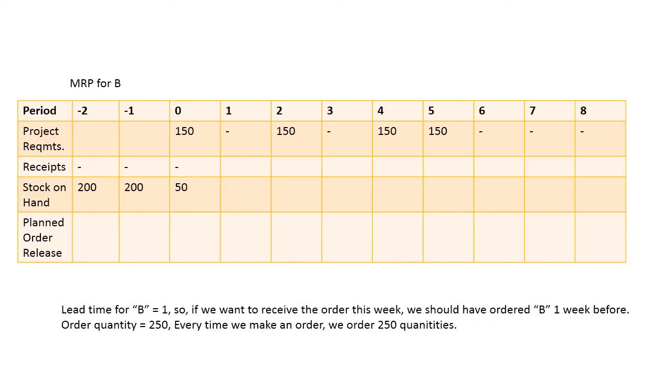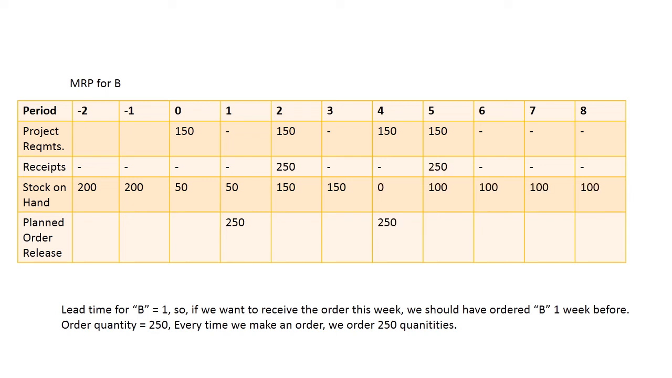And in the first week there is no demand. In the second week we have a demand of 150 units, but we have only 50 units. So we have to make an order. Order quantity for B is 250. So we need 250 units in the second week. So we'll order the week before, because the lead time for B is 1. So first week if we make an order, we get it in the second week, and so totally now we have 50 plus 250, which is 300. So the remaining is 150 units at the end of the second week.